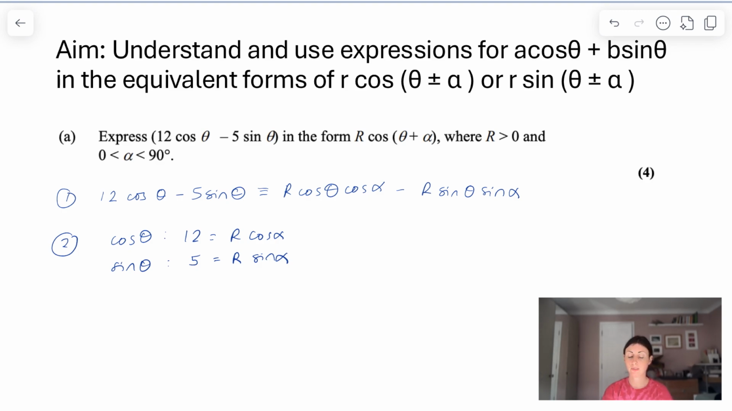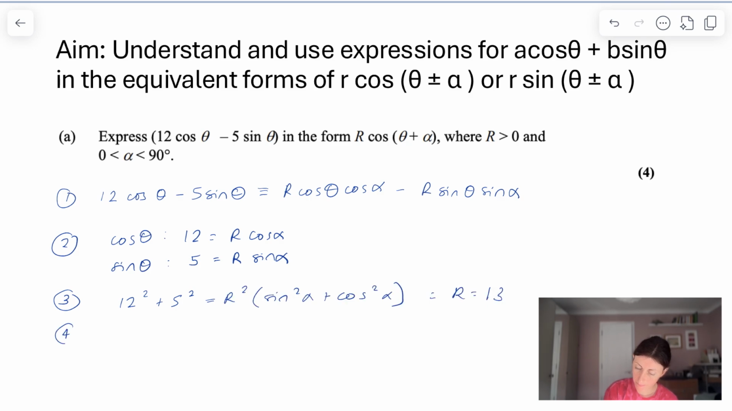Great, and then we can square, add and square root using the identity sine squared plus cos squared equals 1. Again, you can do this in a few more steps with them. And we get 13, positive 13, because R is positive.